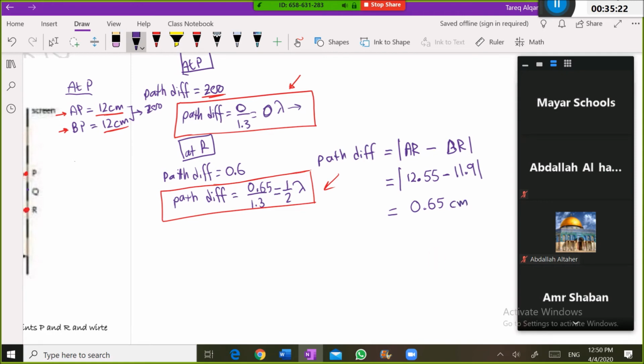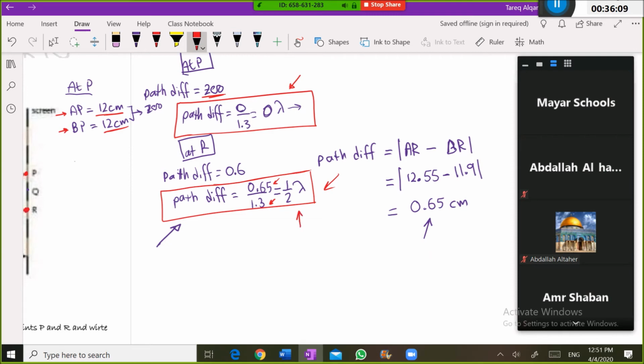So since we are talking about waves, we have to always write the path difference in terms of lambda. In other words, guys, how many lambda does this path difference contain? To find this, what did I do? I divided the actual path difference, which is 0.65, by the wavelength. So the path difference in terms of lambda, between the wave of A and the wave of B at BR, is half a wavelength.